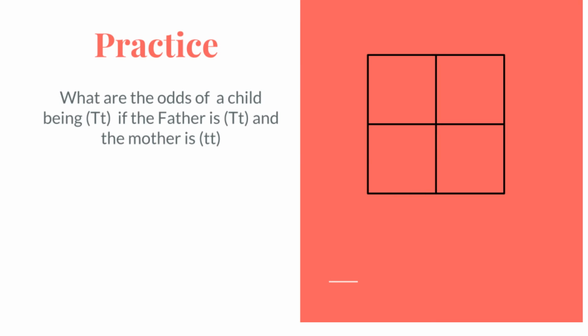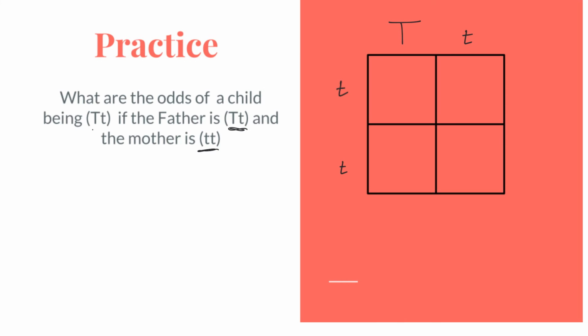So for this example here, we're saying what are the odds of a child being capital T, lowercase t, if the father has a genotype of capital T, lowercase t, and the mother has a genotype of lowercase t, lowercase t. Well, the father's genotype goes up top, so we do capital T, lowercase t. We'll pretend this trait, by the way, is tall, so this phenotype is tall. Capital T would be dominant for being tall. A lowercase t would be recessive for being short. Height is much more complicated than a single gene, but we'll just use it for now. So the father is heterozygous, capital T, lowercase t. The mother is homozygous recessive, 2 lowercase t's.